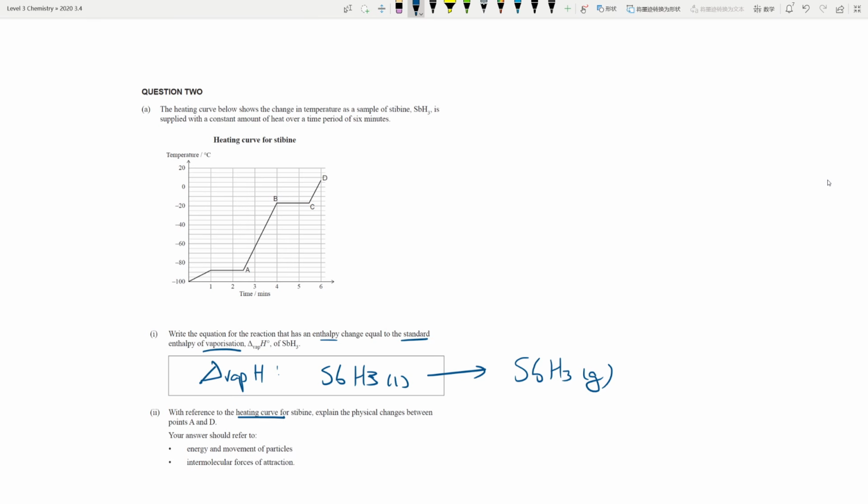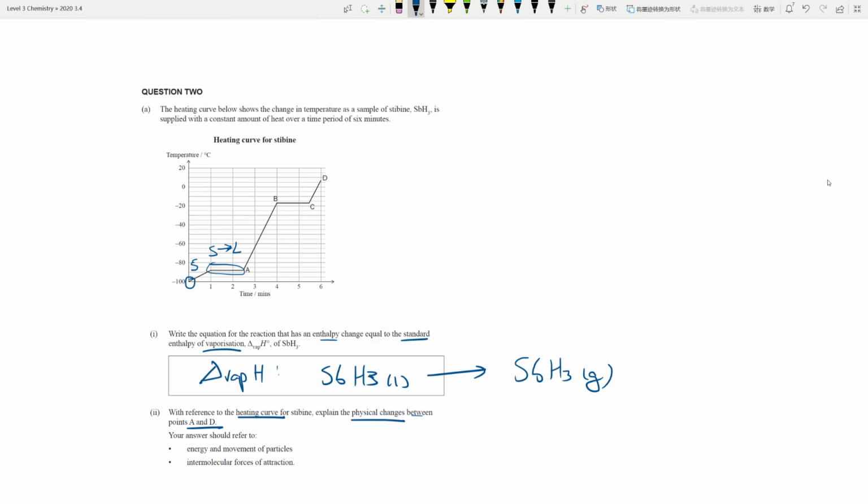Now, with reference to the heating curve, explain the physical changes between A and D. Your answer should refer to energy movement and particles and intermolecular forces. Okay, so you start here and you start heating it, between point A and D. Once it gets over here, this is normally when you have a solid. It stands for solid. I know it's not being asked in the question, but I might as well go through that for you. In this particular section, you're going through the state change from solid to liquid.